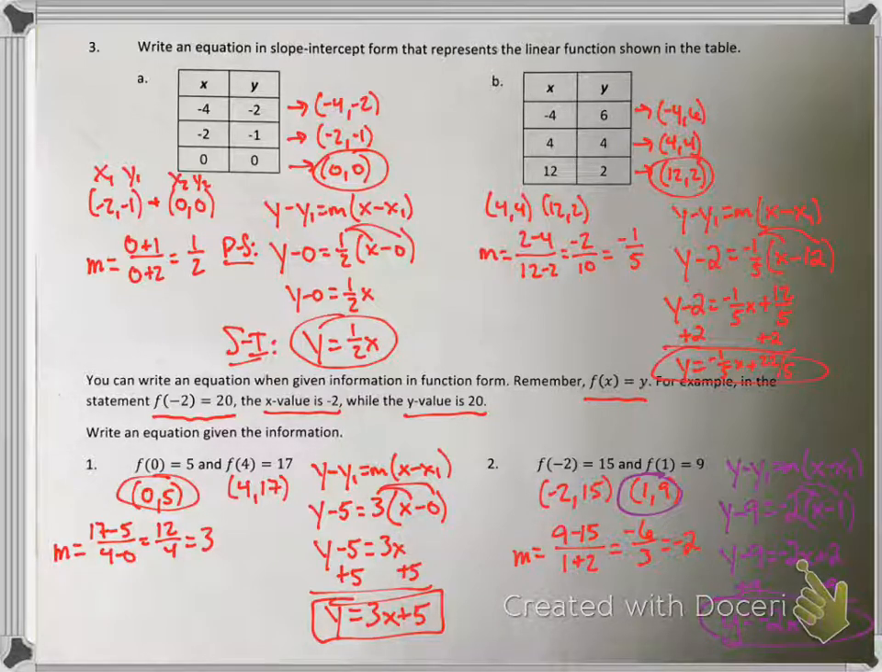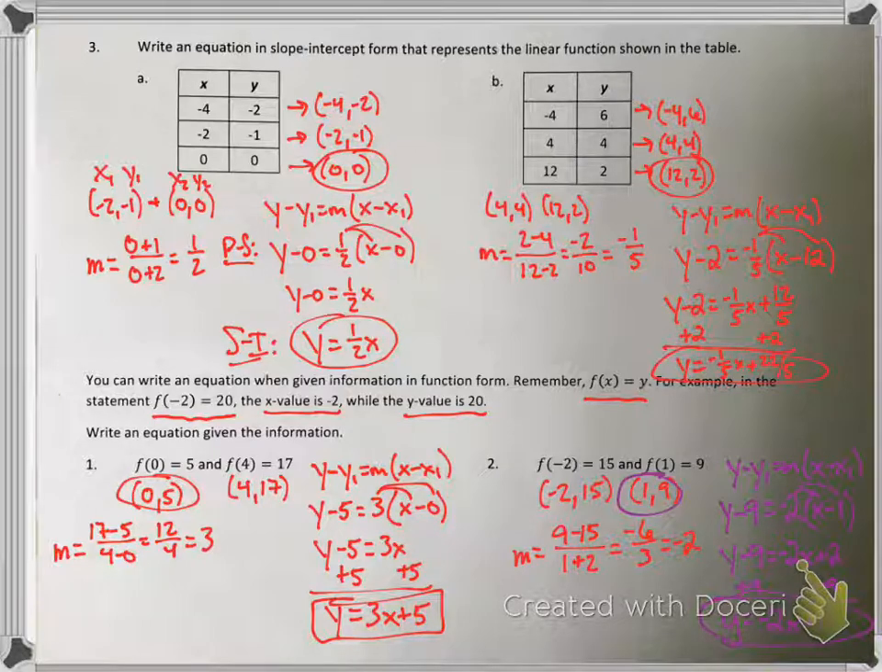So that's another way, again, we can write equations. You can have things written in function form. If something's written in function form, all you have to do is turn that function form into 2 ordered pairs. Once you have 2 ordered pairs, go find the slope, plug it into the point slope form, and work your way through the steps. So again, that's another way you can get information, pull it all out, and write an equation from it.